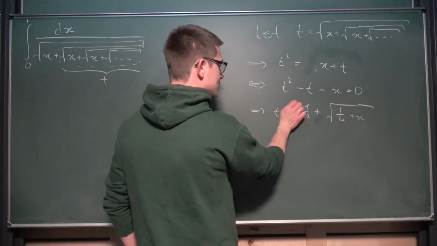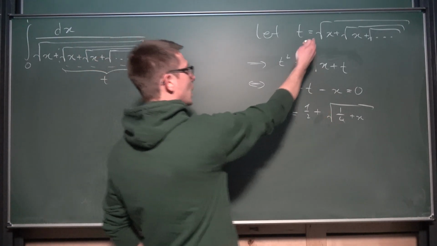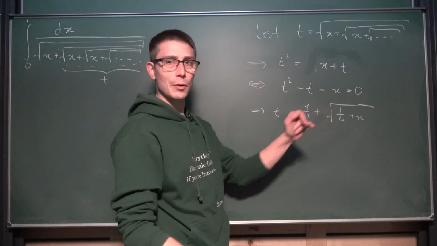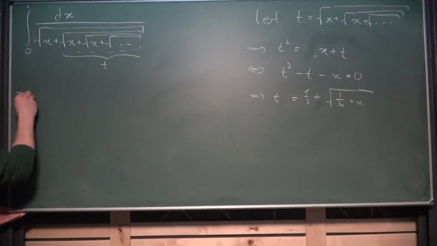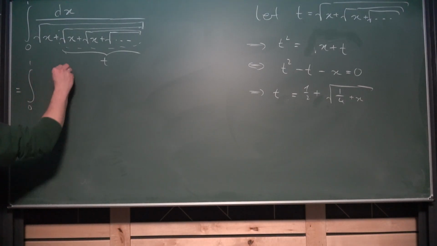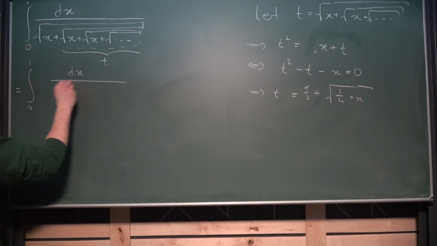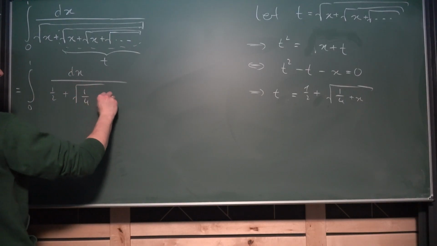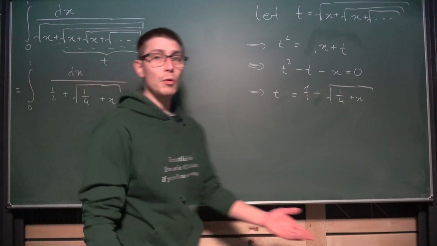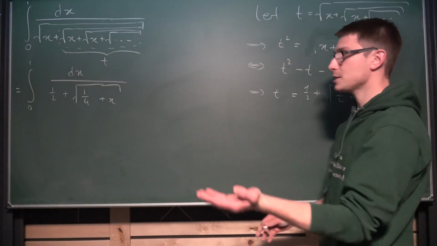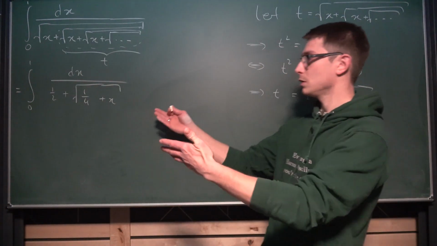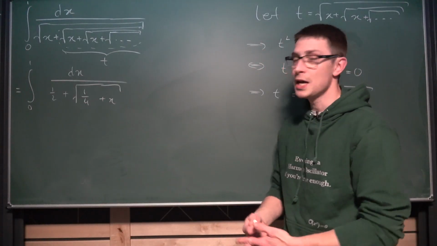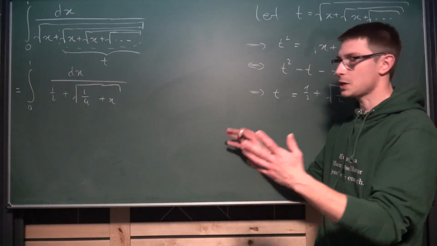And this right here is t, which is equal to our nested radical, which is equal to our entire denominator. So we can rewrite our entire denominator as being just the integral from 0 to 1 of dx divided by 1/2 plus the square root of 1/4 plus x. And now we are just going to be left with an integral over basically just a square root expression. And now we can start substituting and getting rid of everything.